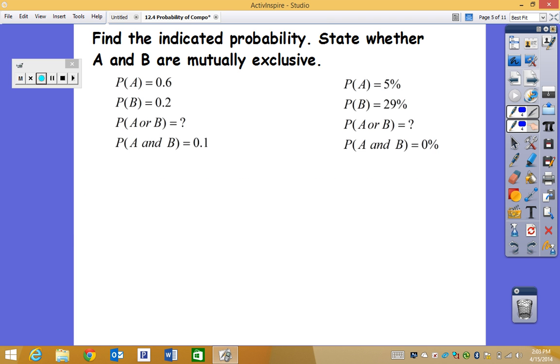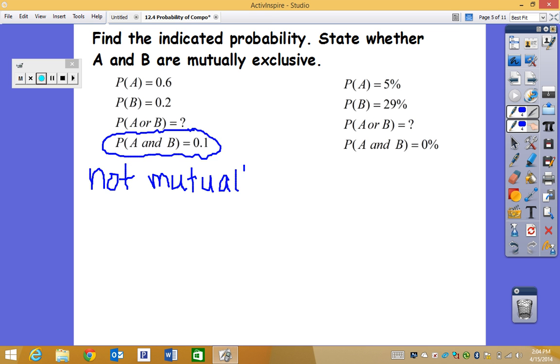For example, we want to find the indicated probability and then state whether they are mutually exclusive. In this first example, this event is not mutually exclusive because there is an intersection. So to find the probability, we add the two together, 0.6 plus 0.2, but we need to subtract the intersection so that we don't count those items twice. So the probability would be 0.7.